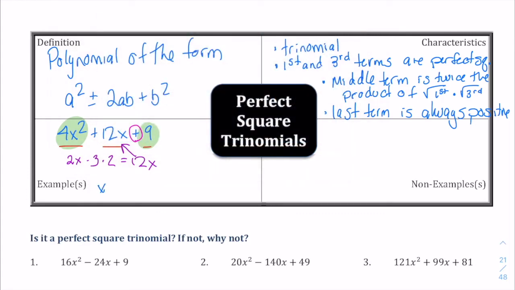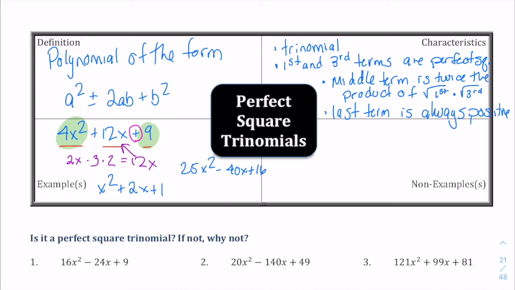Another one would be x squared plus 2x plus 1. First is a perfect square, last is a perfect square. Square root of that is x times 1 is x times 2 is 2x. Last term is positive. Another one would be 25x squared minus 40x plus 16. Okay, first is a perfect square, last is a perfect square. That's 5x times 4 is 20x times 2 is 40x. And we do ignore the sign when looking for the middle term.